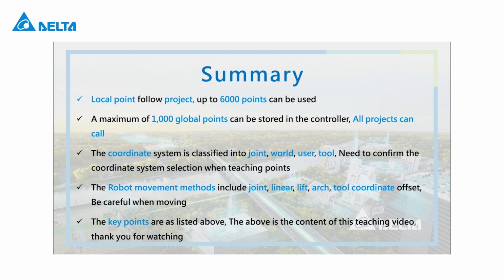The robot movement methods include joint, linear, lift, arch, and tool coordinate offset. Be careful when moving. The key points are as listed above. The above is the content of this teaching video.